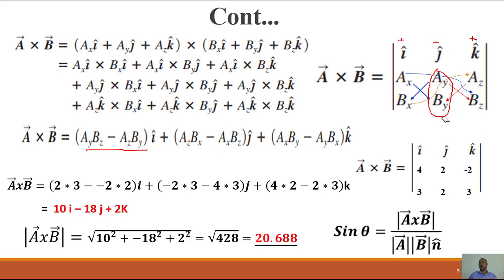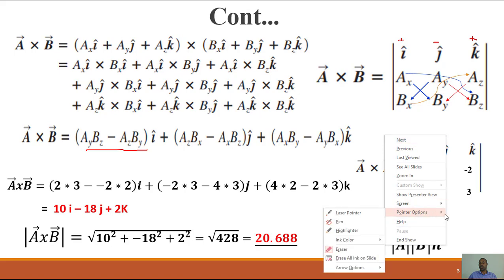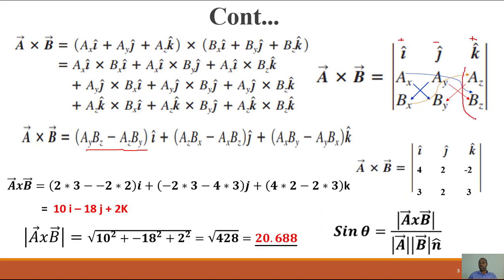So plus for this component. Again, for the Z component, the coefficient of K will be, you just circle this one, then AX multiplied by BY, you see, then minus AY times BX, coefficient of K. Then you substitute all the known values in each expression. Then finally, you get the cross product of the two vectors. Then finally, A cross B magnitude can be found. So A cross B is the radical of 10 square plus minus 18 square plus 2 square, then you get the magnitude of A cross B.